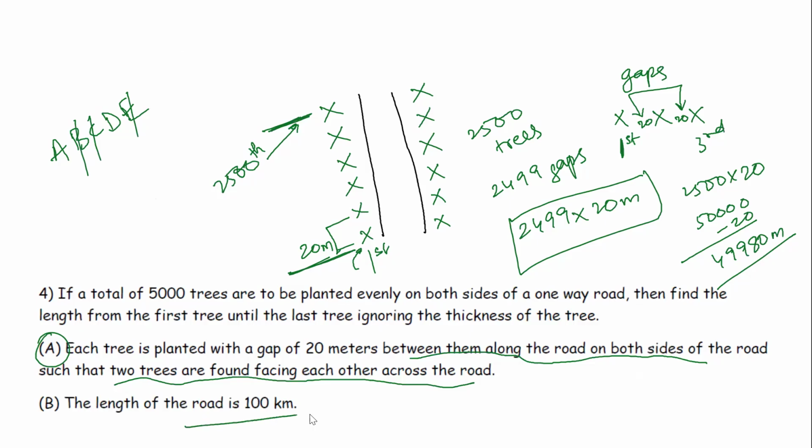Now, the length of the road is 100 kilometers. That's just to confuse you further, so that some people are not able to break it down into 2,500 and 2,500. They might just think something otherwise. It's all about the language, how they interpret this part. So that thing is just to distract you. B doesn't really answer, so D is out. A is the answer. Okay, moving on.